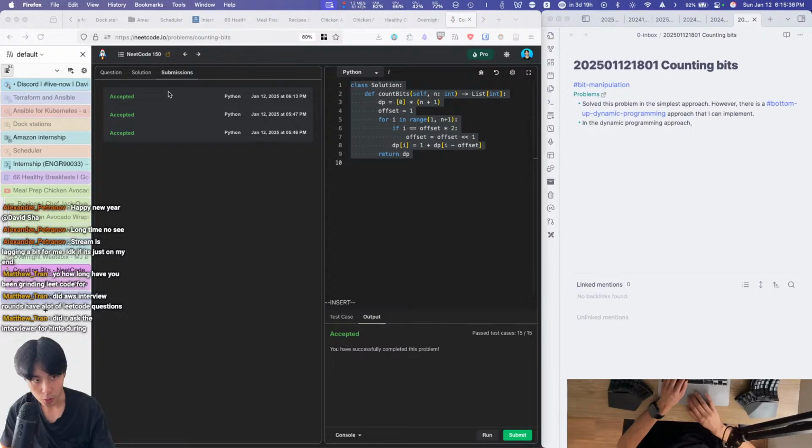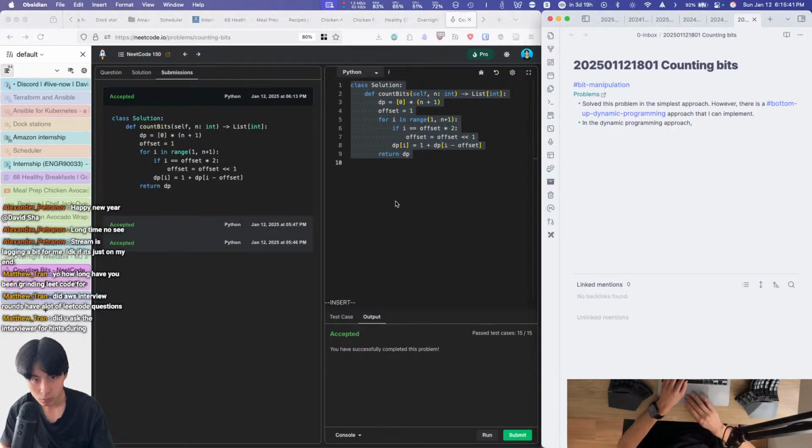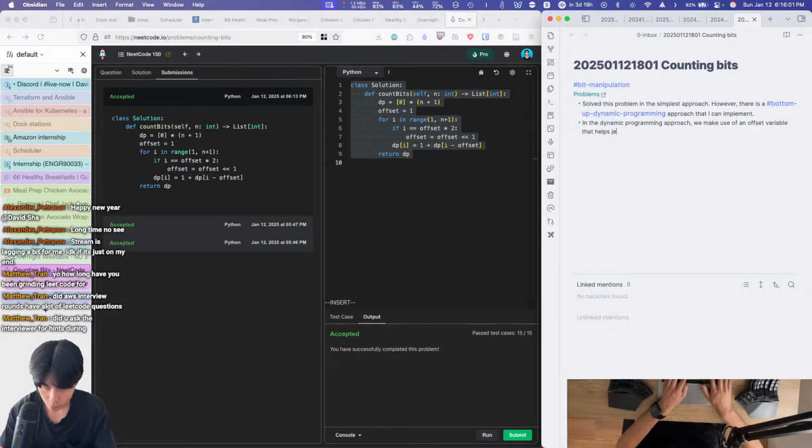In the dynamic programming approach, the largest or smallest significant bit? Like, what is a significant bit, by the way?